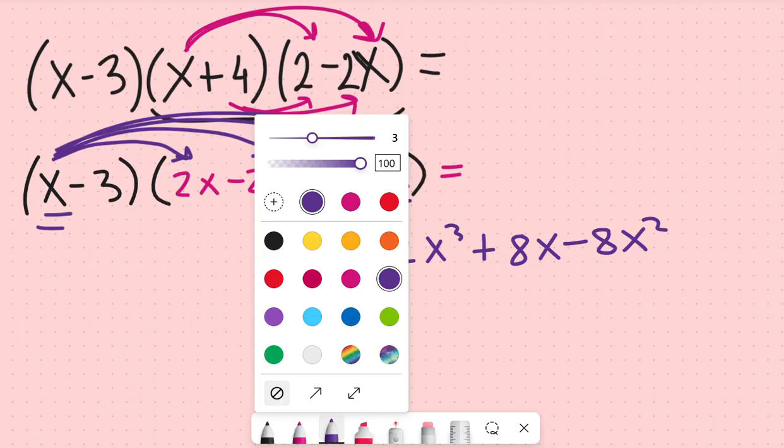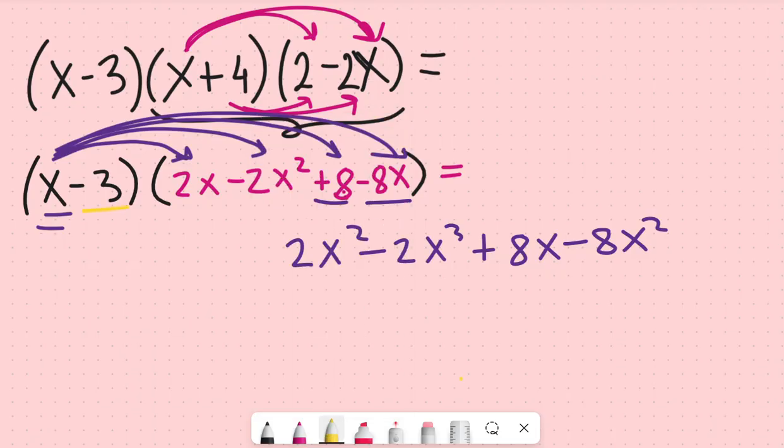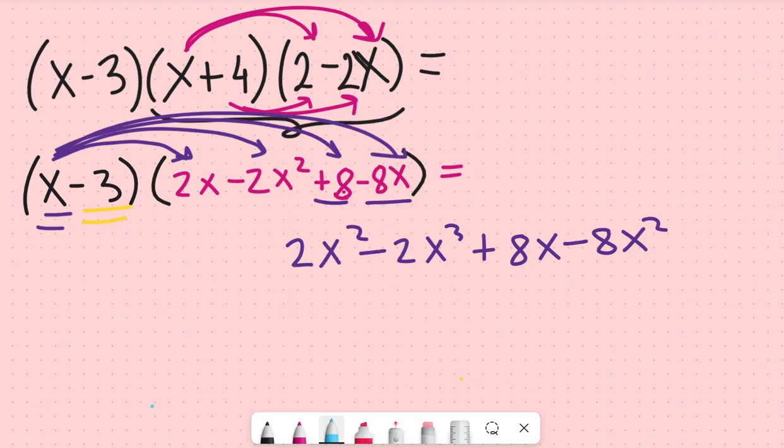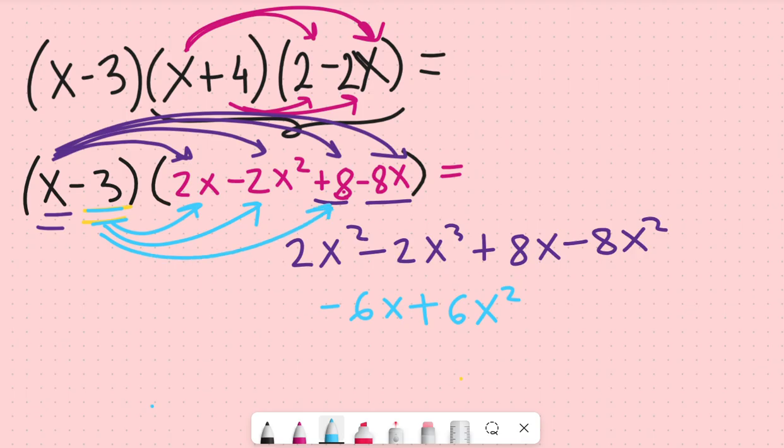Then we do it all over again, but this time we multiply minus 3 by them. So we will say minus 3 multiplied by 2x will be minus 6x. Minus 3 by minus 2x plus 6x squared. Minus 3 by 8 minus 24. And minus 3 by minus 8x plus 24x.